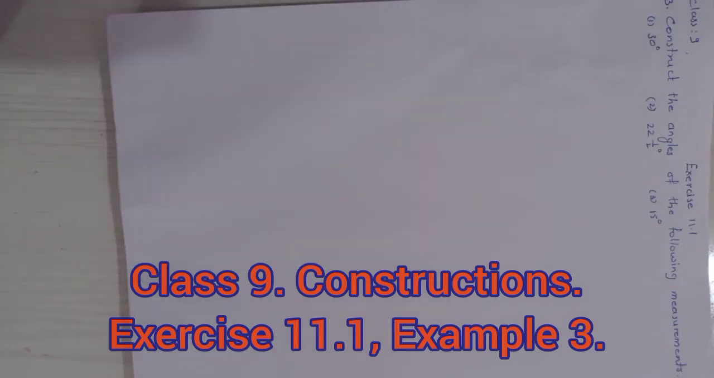Dear friends, in class 9 we are studying the 11th lesson, Constructions, and in exercise 11.1 we have the third question. Construct the angles of the following measurements. First is a 30 degrees angle. Let us see how it can be constructed.